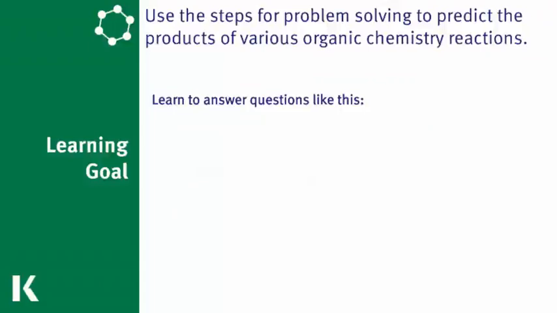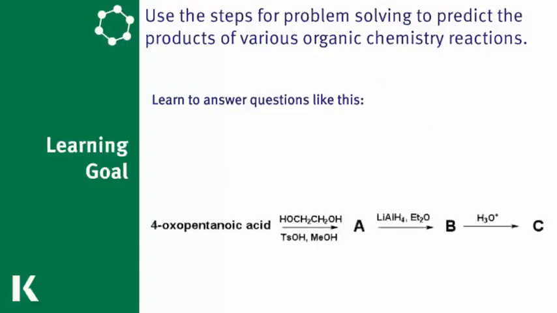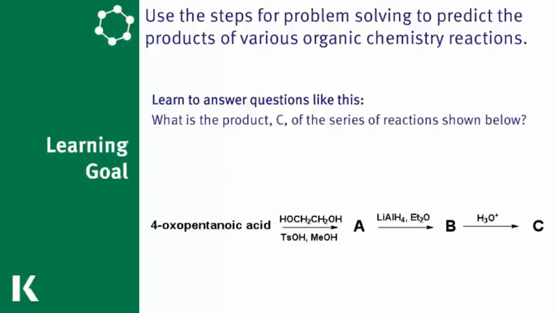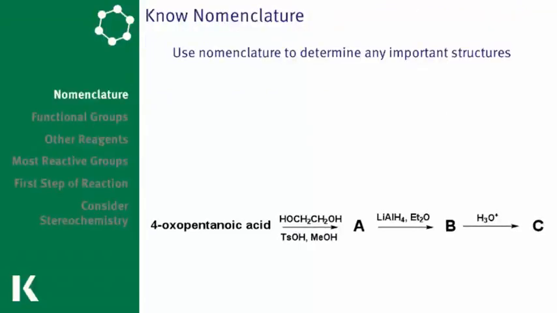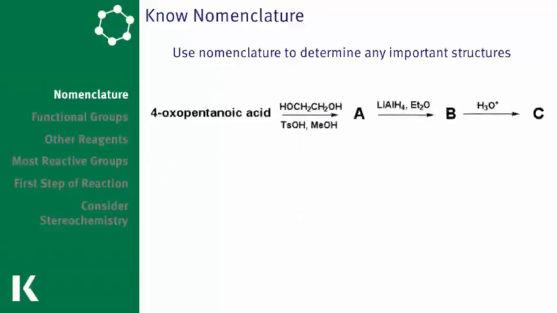After watching this video, you should be able to answer questions like this one, which asks you to predict the product of an organic synthesis reaction given only a reactant and the reagents. Okay, we're actually going to explain how to use the 6-step method with a couple of examples. We'll go all the way through the method with this first example, and then we'll see another example and go through it again, but a little bit faster.